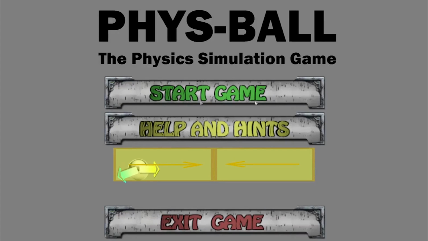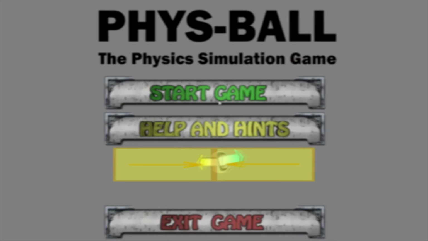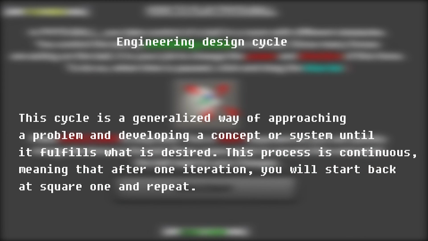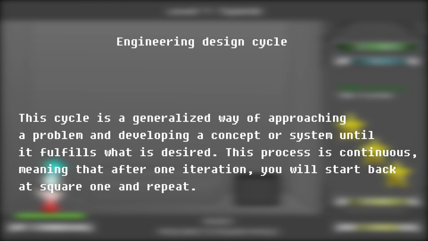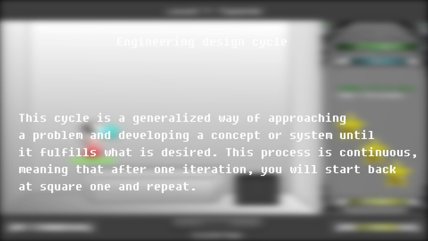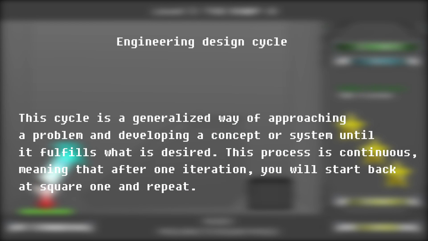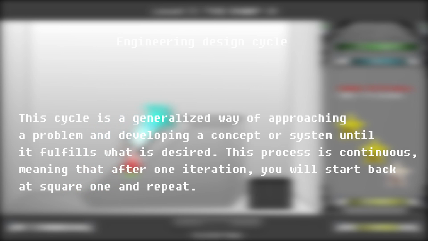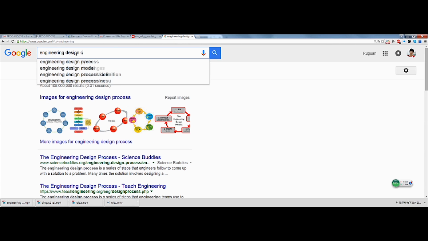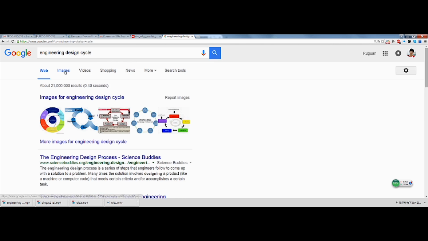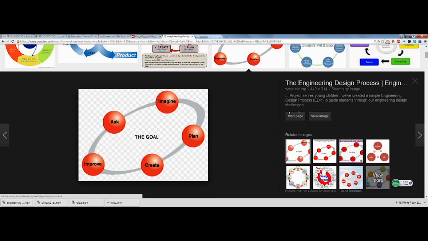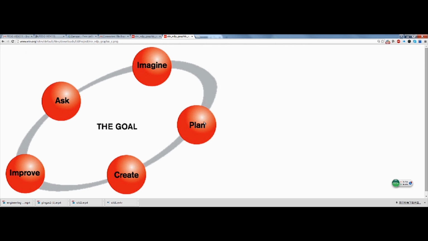Going to talk to you about a very important process for the creation of our game, the engineering design cycle. First of all, what exactly is the engineering design cycle? This cycle is a generalized way of approaching a problem and developing a concept or system till it fulfills what is desired. This process is continuous, meaning that after one iteration, you will start back at square one and repeat. The engineering design cycle, in its most basic form, consists of the following steps: ask, imagine, plan, create, and improve.